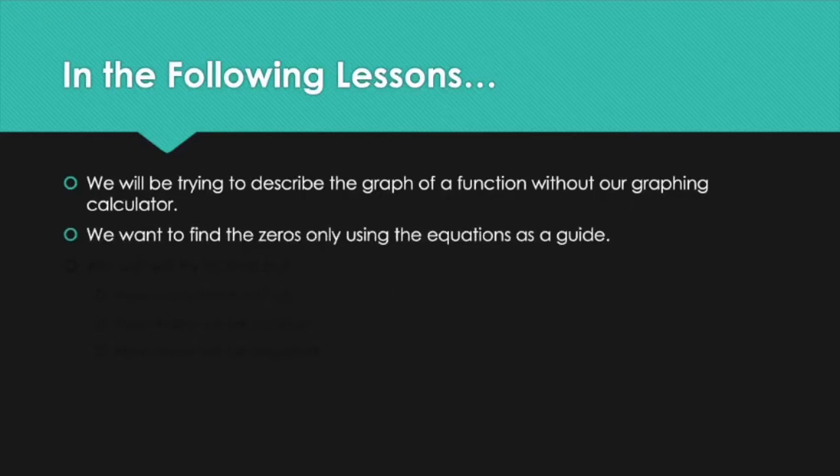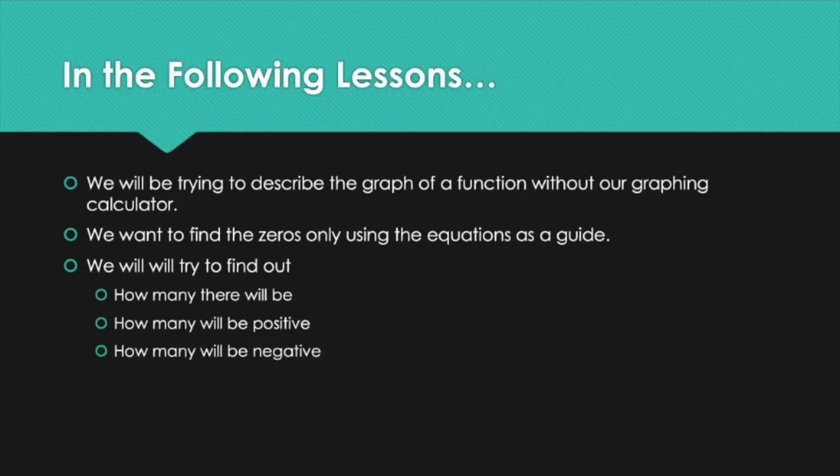We will want to find the zeros only using the equations as a guide and not by using our calculator. So you will have methods to use the equation. When we're talking about a zero, we're talking about where it crosses the x-axis. We will be finding out some other things: how many zeros are there? How many positives will there be? And how many negatives will there be? Let's get started.